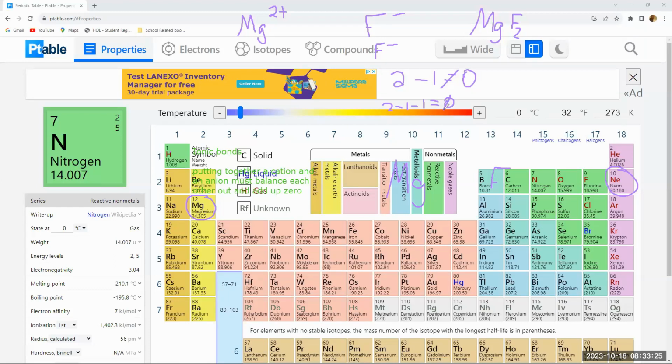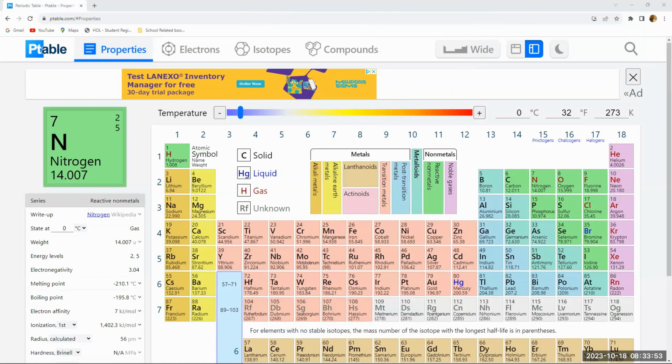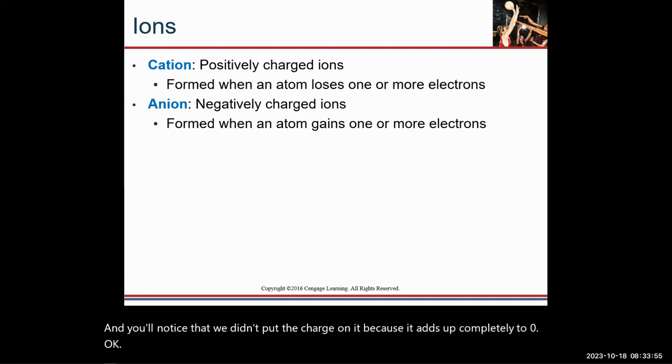So we know that anytime we're working with an ionic bonded compound, they have to always add up to 0. Okay? And you'll notice that we didn't put the charge on it because it adds up completely to 0.